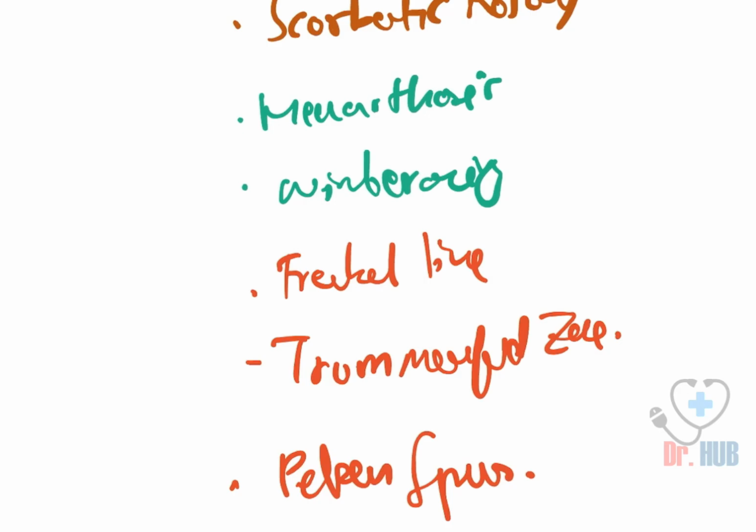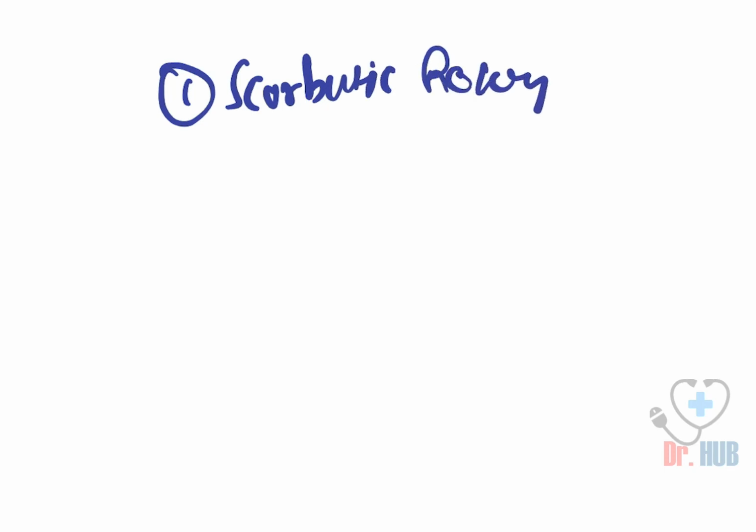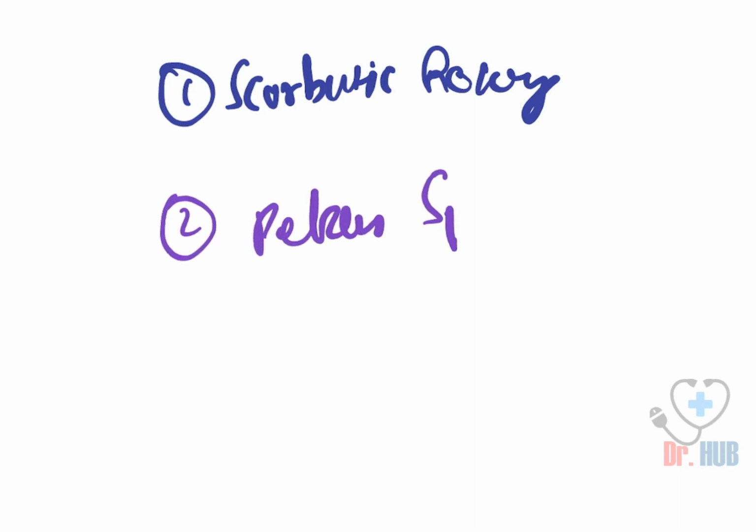Now we have some questions for the viewers that have to be answered in the comments. The first question is, what is scorbutic rosary and in which condition is it seen? Next is, what exactly is the Pelkin spur? The answers can be found in this video as well. The last question is, what is a pencil point cortex? What does it indicate?